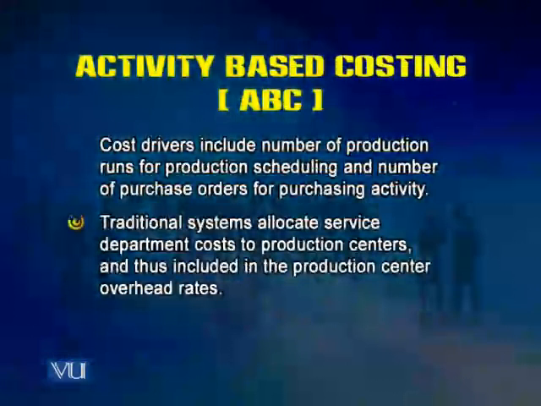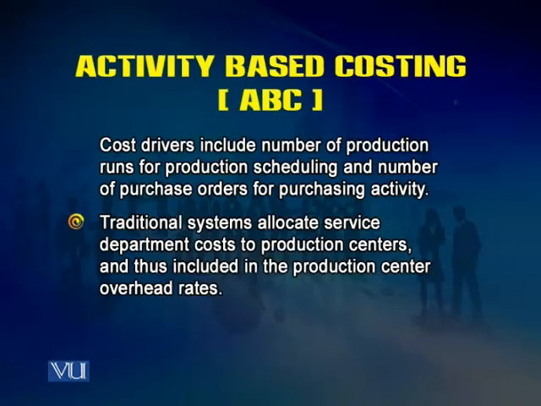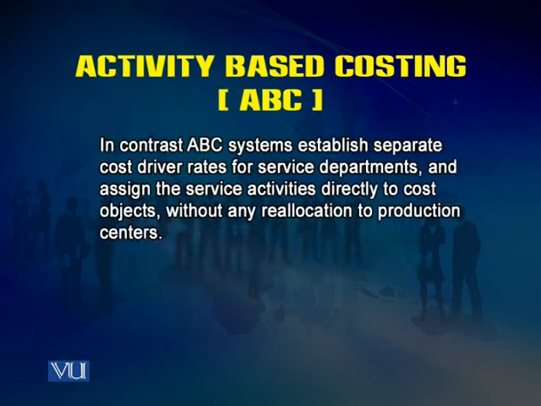Hence, we are going to have the activities, and we are then going to find the suitable driver for these activities. And the drivers will become the basis and provide the rate at which cost can be charged to the product itself. Traditional systems allocate service department costs to production centers and thus included in the production center overhead rates. When you calculate the overhead rate, it already incorporates within the production department cost the cost of the service department. In contrast, ABC systems establish separate cost driver rates for service departments and assign activities directly to cost objects without any reallocation to production centers.